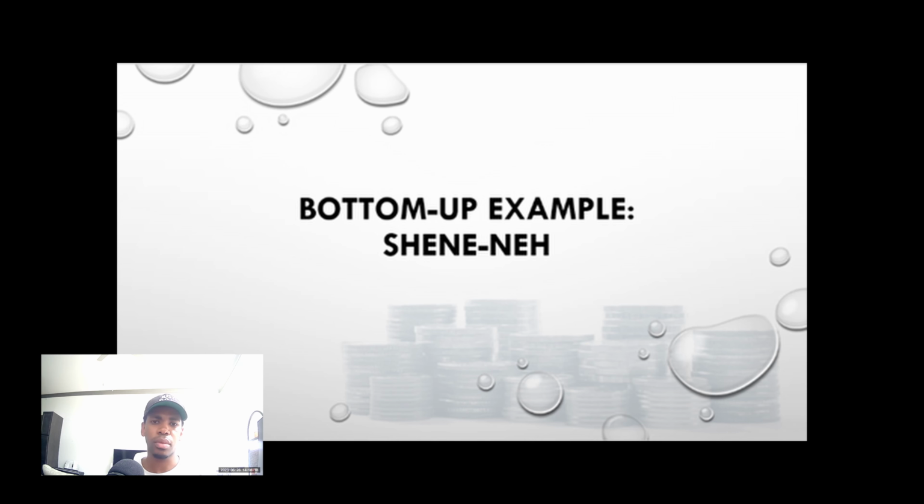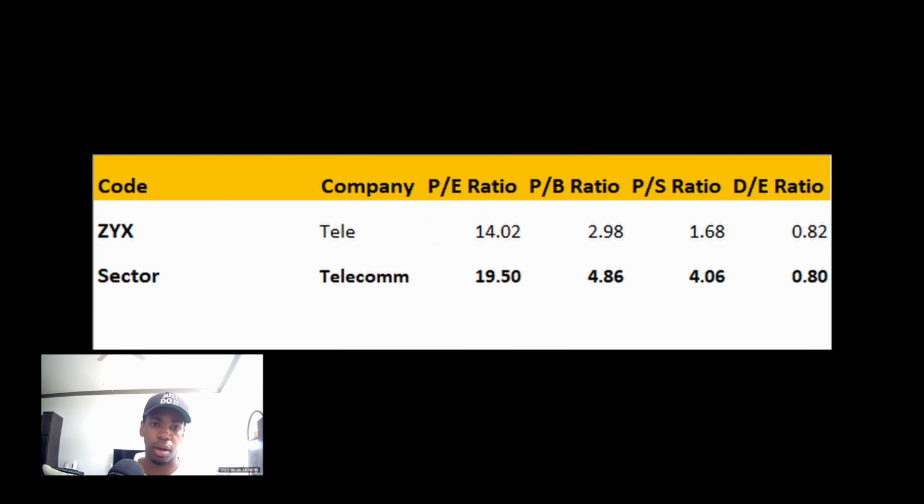And so she has heard that a company named Telly is currently a good buy. Well, Shanae has been a customer of the company for a decade, and she noticed that the share price had fallen because of bad press the company had received. So the company-specific analysis done by Shanae includes a PE ratio, PB ratio, PS ratio, DE ratio.